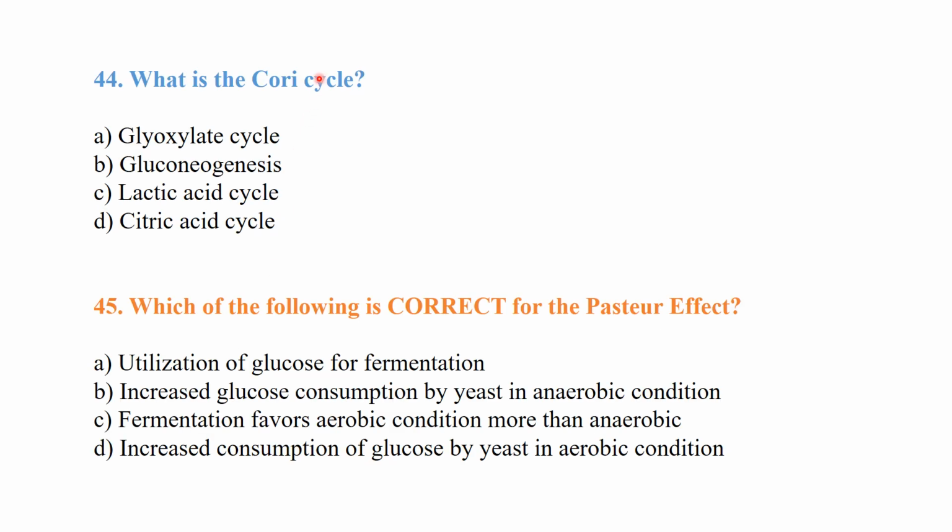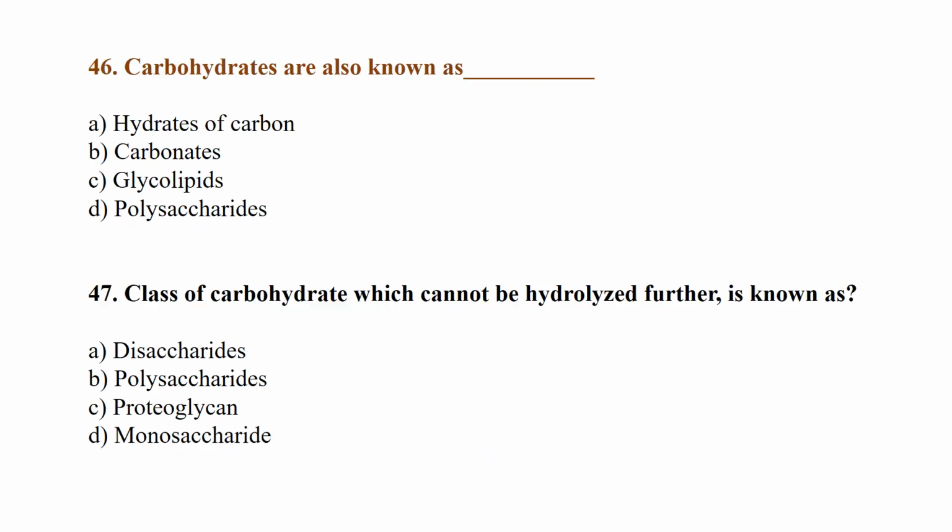What is the Cori cycle? तो Cori cycle की definition, इसकी lactic acid cycle को हम Cori cycle कहते हैं. Which of the following is correct for the Pasteur effect? Increased glucose consumption by yeast in anaerobic condition.